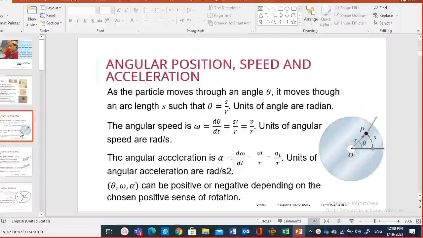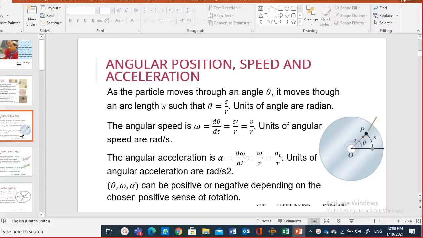I've revised the concept of angle, angular speed, and angular acceleration. Theta equals s over r, omega equals v over r. V is the linear speed or the normal speed that we already know. Omega is the angular speed in radians per second. Alpha is the angular acceleration in radians per second squared. And a_t is the tangential acceleration.